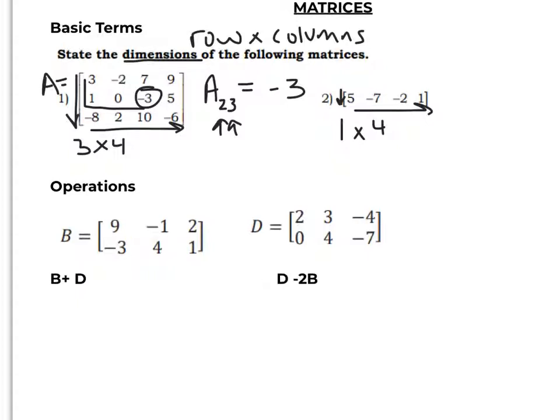Then we did operations. When we're adding, subtracting, you need to have the same dimension, so the same 2 by 3 or 2 by 2. B and D in these examples are both the same dimension, so I can do my thing. So B plus D just means I'm going to add the 2 together.